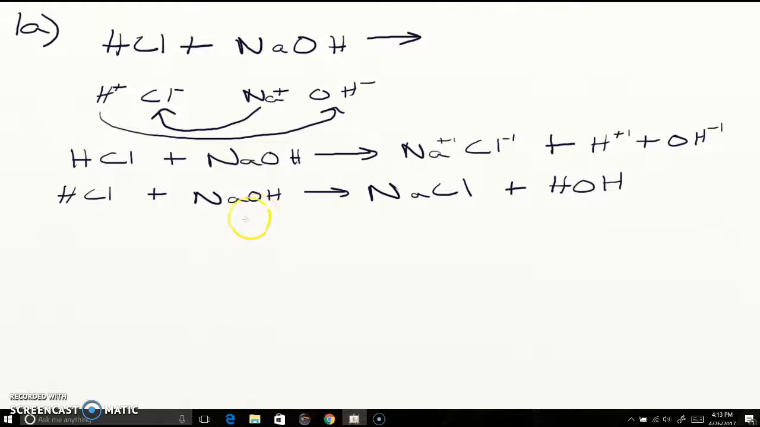So now I'm just going to look, and I'm going to balance it across. Remember, there's one H here, one H here, one chlorine here, one chlorine here, one sodium here, one sodium here, one OH here, one OH here. It's very simple. This one's easy, of course, but some are much more difficult, so please take your time. Those coefficients are key to these problems.